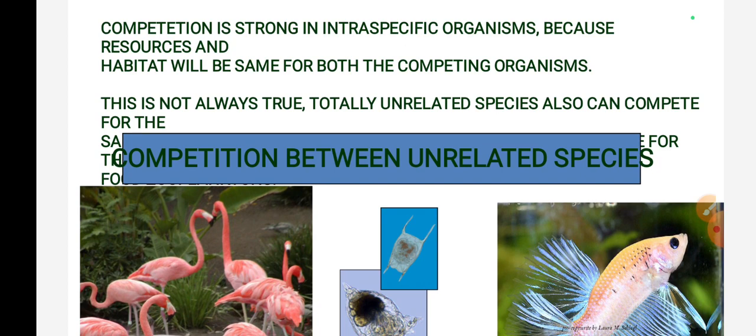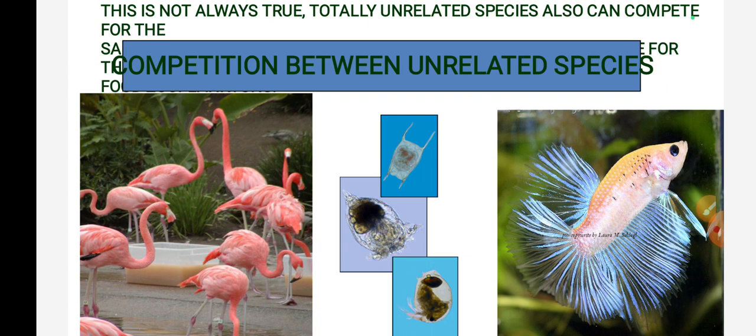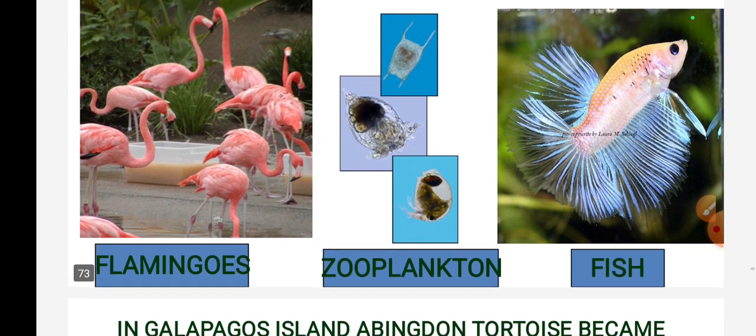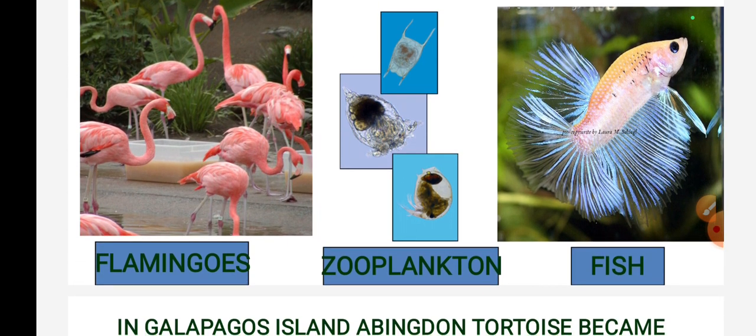This is not always true. Totally unrelated species can also compete for the same resources. Okay, competition between unrelated species is possible. Flamingos, then zooplankton, then fishes.